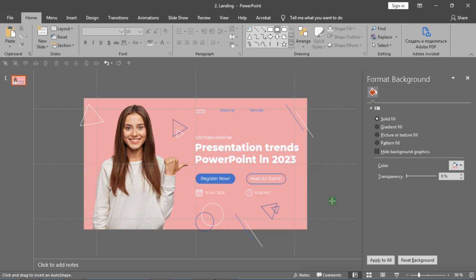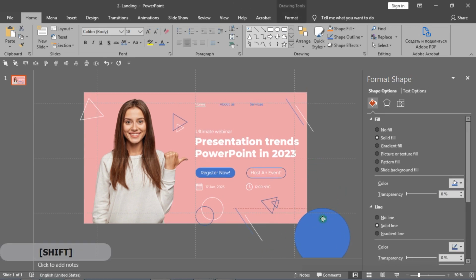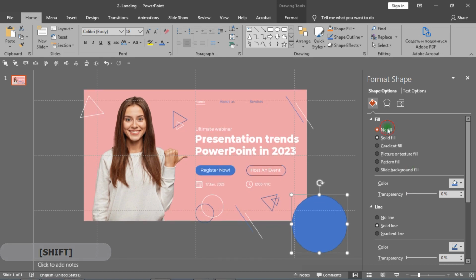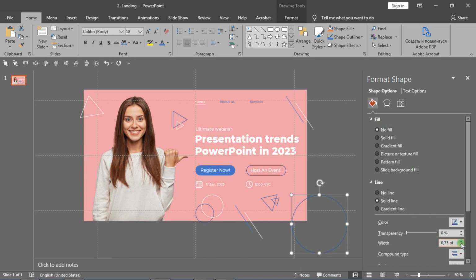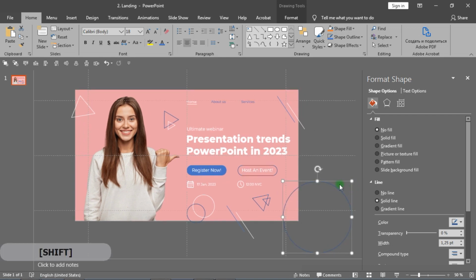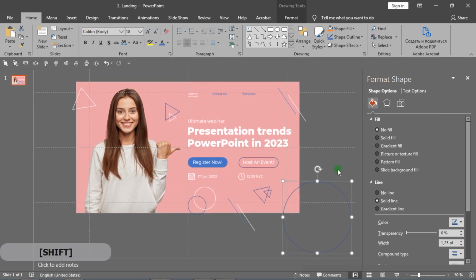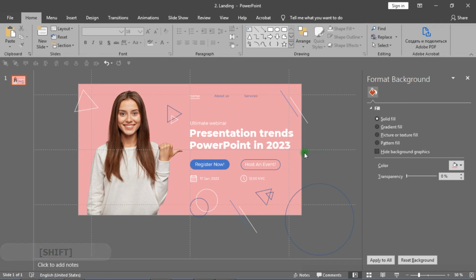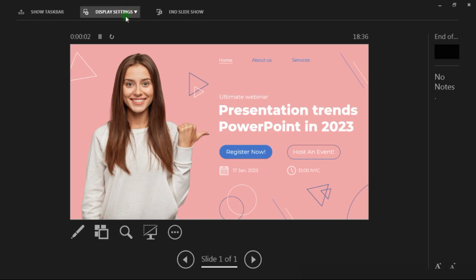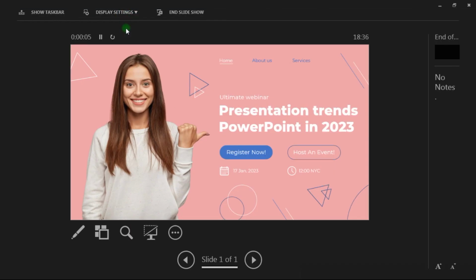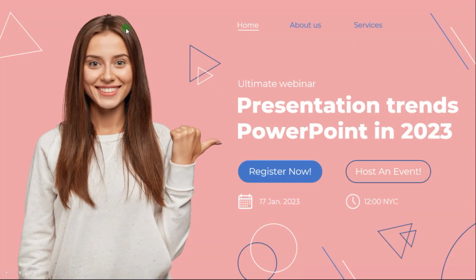Let's now fill in this empty corner. To do this, select a circle. Remove the fill. Line thickness 1.25. Zoom in and move a little. Friends, let's see what we got in the end. We have a great slide.